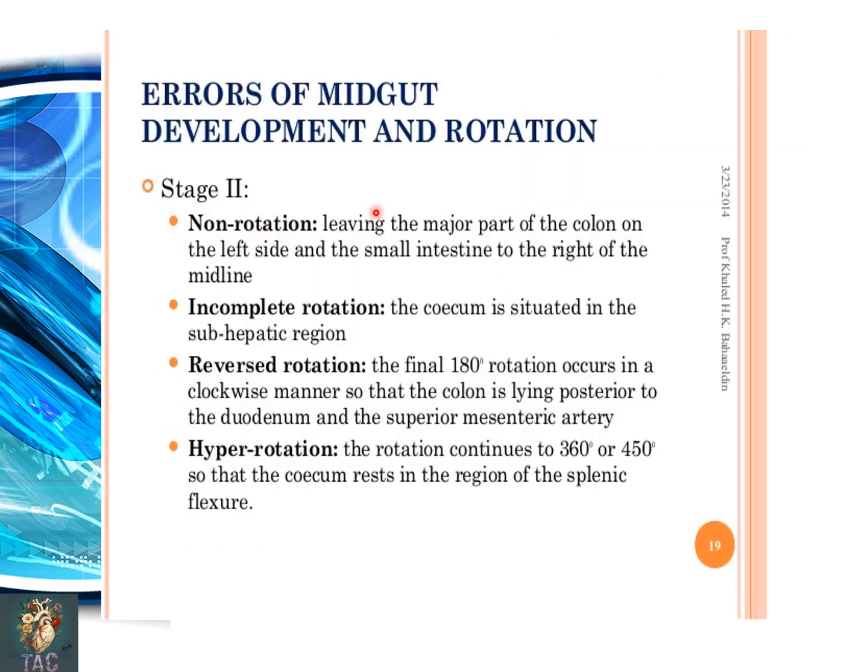So there are different degrees, different stages in errors of midgut rotation and development. First, non-rotation, leaving major part of the colon on the left side and small intestine to the right side, as I have shown in the previous slide. Second, incomplete rotation, in which the cecum is situated in the subhepatic region. It does not descend to the iliac fossa, so it remains in a subhepatic position. Third is the reversed rotation. The final 180 degree rotation occurs in a clockwise manner, so that the colon is lying posterior to the duodenum and the superior mesenteric artery. And fourth may be the hyperrotation. The rotation continues to 360 or 450 degrees, so that the cecum rests in the region of the splenic flexure.